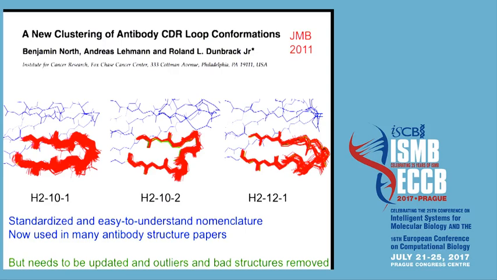But we want to be able to update it, and one of the issues that came up over the years is outliers, things that are not near any of our clusters, or that don't seem to be like other structures in the PDB.